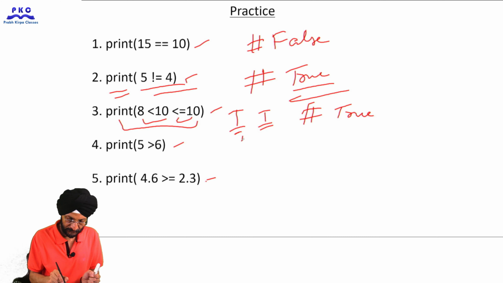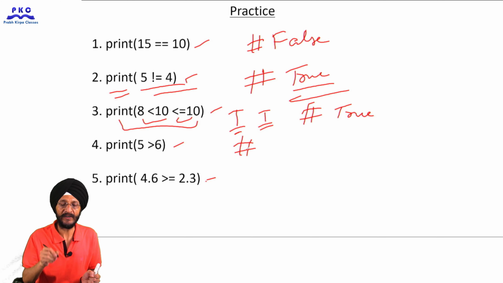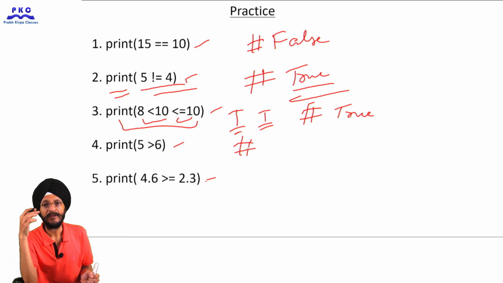5 is greater than 6. What will be the output given by the Python interpreter?